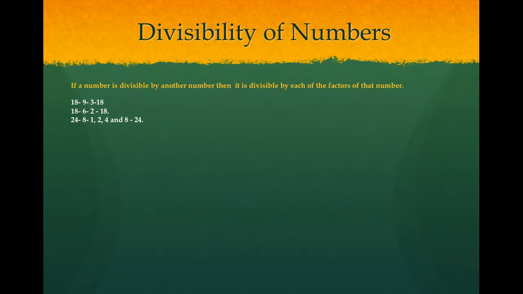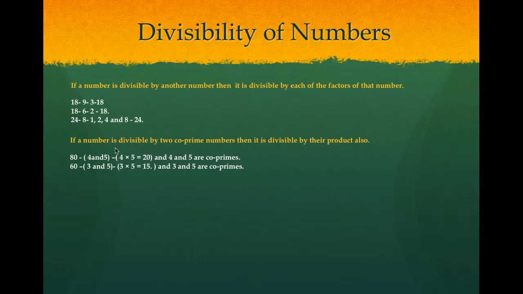So the second divisibility rule says that if a number is divisible by two co-prime numbers, then it is divisible by their product also. For example, 80 is divisible by 4 and 5. 4 and 5 are co-prime numbers. Co-prime numbers are the numbers which have only one common factor, which is 1, or their HCF is 1. So since 80 has factors 4 and 5 which are co-prime, therefore the product of these two co-prime numbers, which is 20, is also a factor of 80.